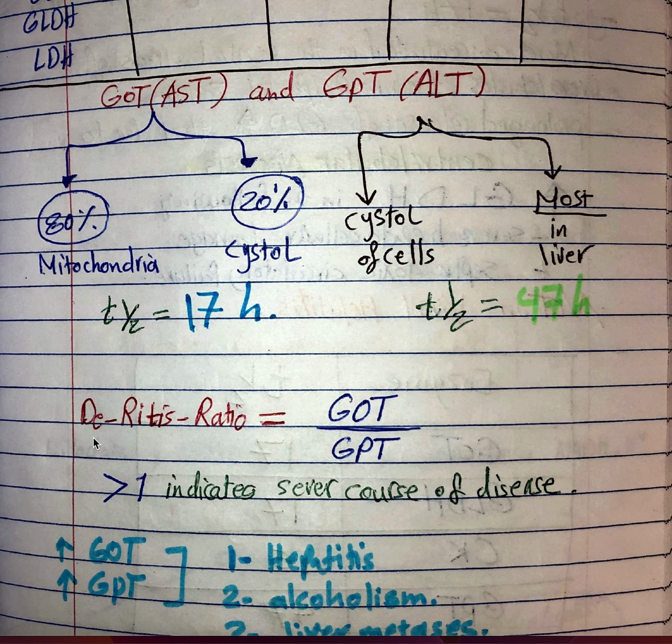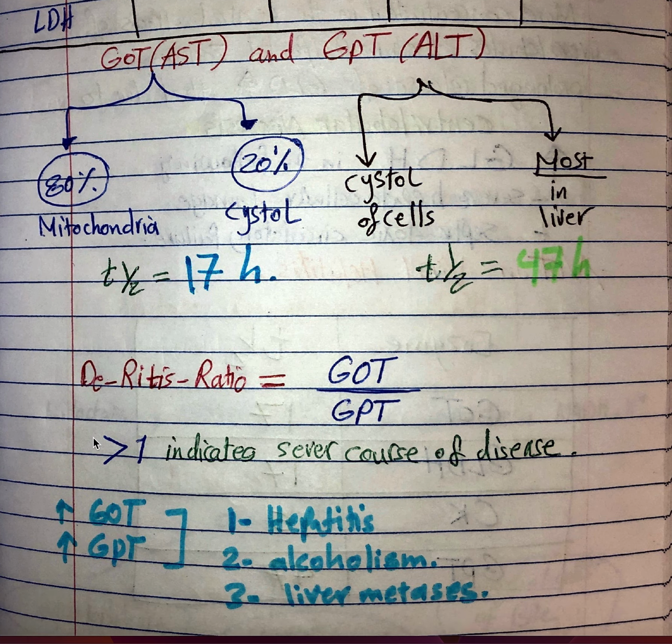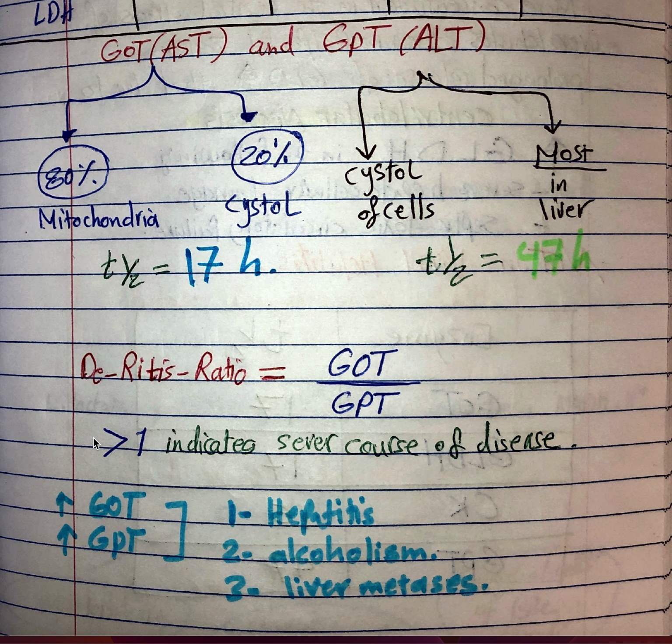Then we go to something called the De Ritis ratio, which is AST divided by the ALT. If it's more than one, what does that indicate? That means the AST is larger than the ALT, and that indicates a severe form of liver disease, like alcoholic cirrhosis, liver congestion, metastatic tumor of the liver. So that is an increased damage of the liver.